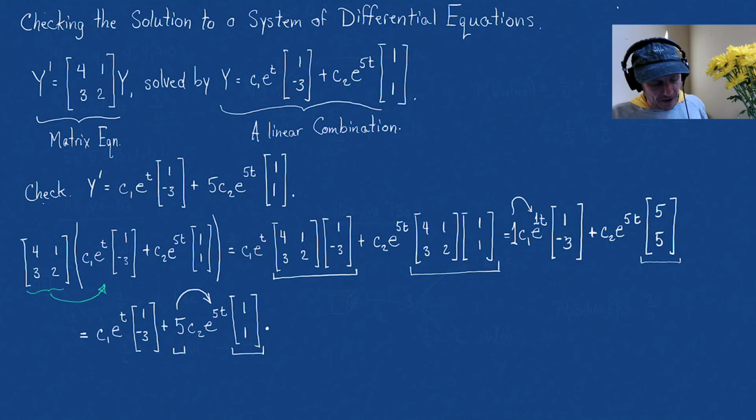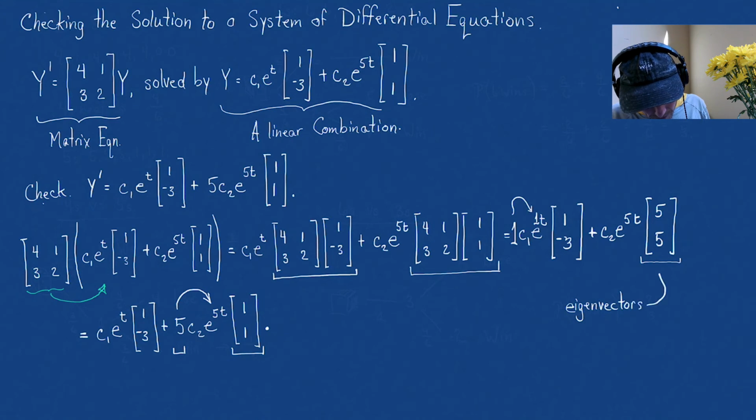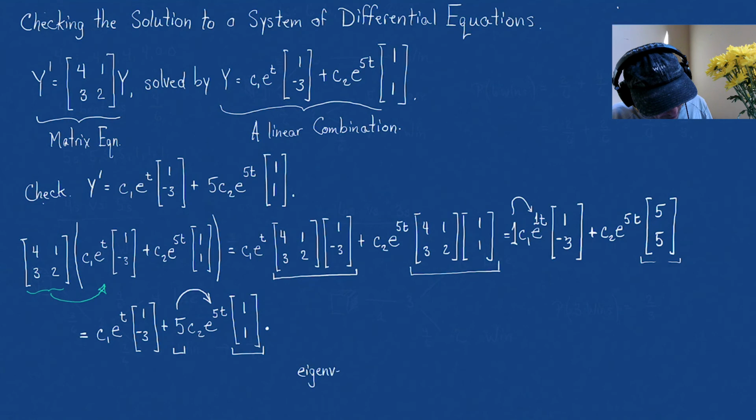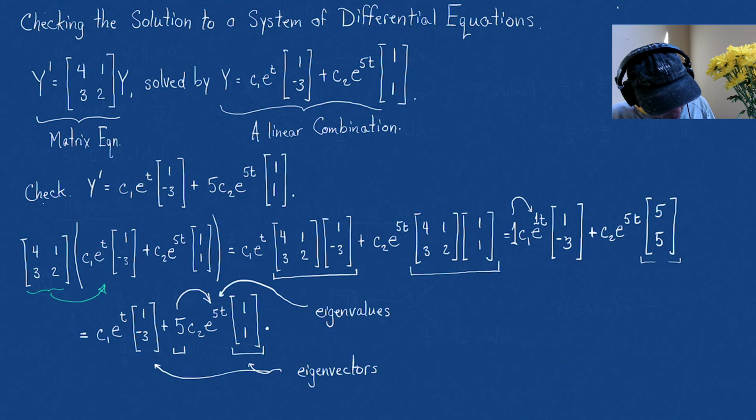When you have this phenomenon, these are called eigenvectors. Well, actually, that's not the eigenvector. Let me write it over here. Eigenvectors there, and our eigenvalues are the exponent and the multiplier.